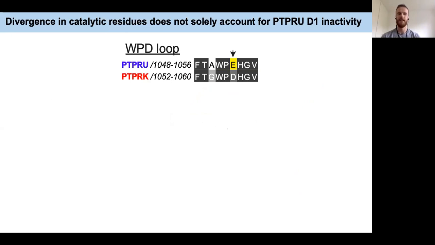So in the absence of an identifiable substrate, we next set about trying to determine the mechanism by which PTPRU became inactive. As I mentioned, it has this key substitution in one of its catalytic residues. So we wanted to check whether this could solely account for its inactivity. But we can't investigate this in the context of PTPRU as we can't detect any activity.